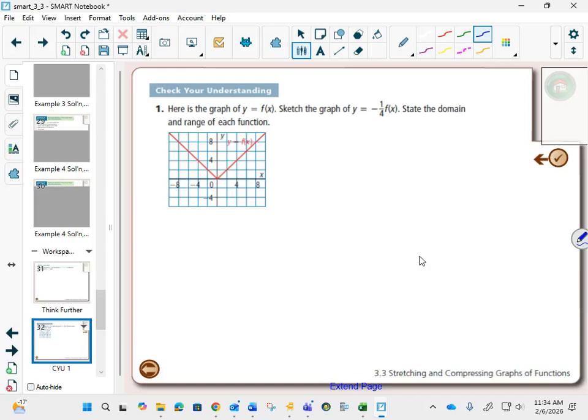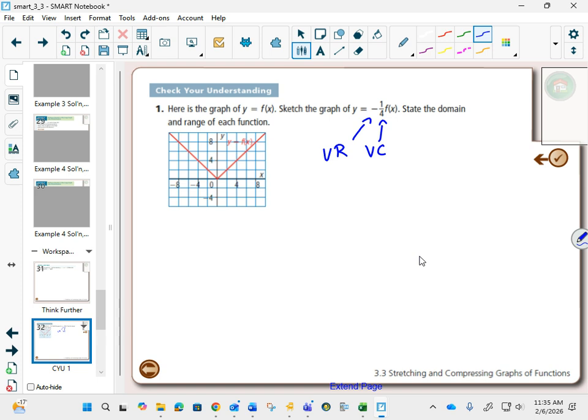I see a -1/4 outside of my function. So I'm going to label that. I know that both of these things are vertical. I'm going to use V for vertical. Are you okay with that? Make sense? And R for reflection. And then this is going to be a vertical compression.